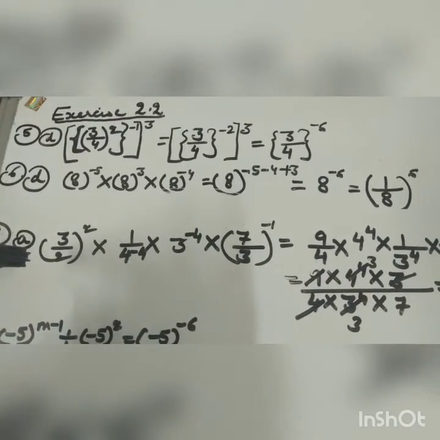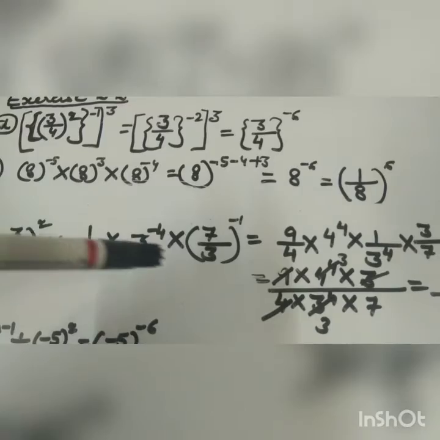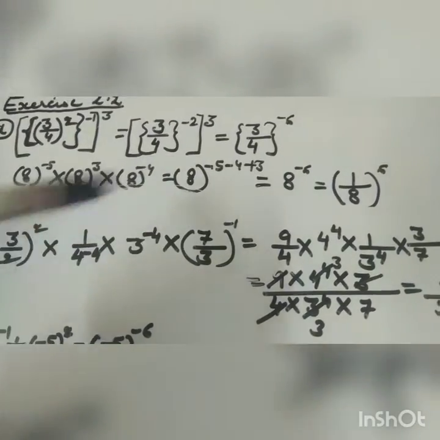Now question number 7th A I am doing. 5th, 6th are simple. You can do them yourself. 7th is simplification. I am doing the A part. (3/2) to the power 2 into (1/4) to the power minus 4 into 3 to the power minus 4 into (7/3) to the power minus 1. Now one by one try to simplify.